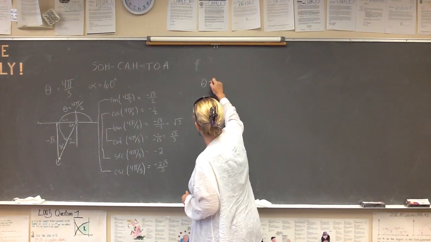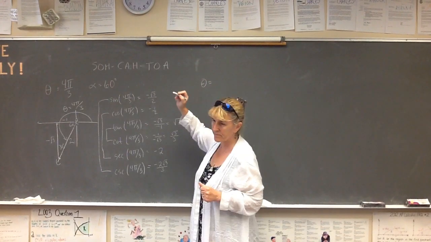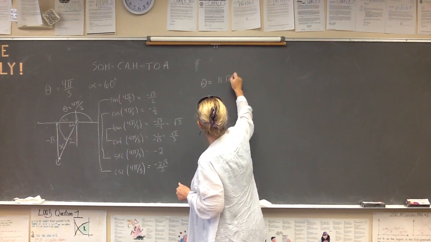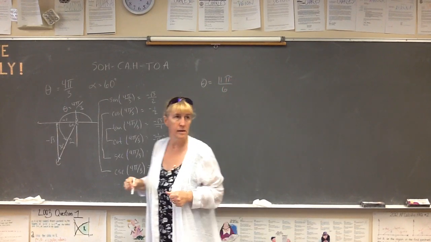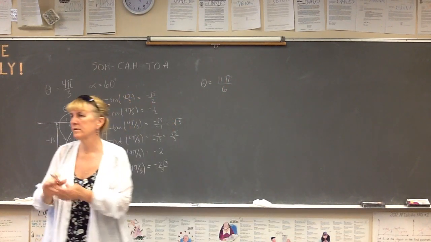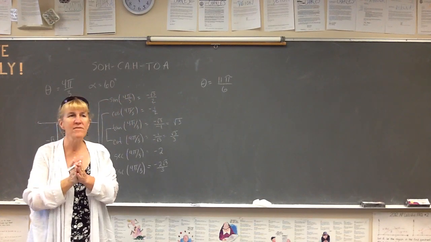What was theta that I gave you? 11 pi over 6. All right, it's going to go a little bit faster. Ready? 11 pi over 6.